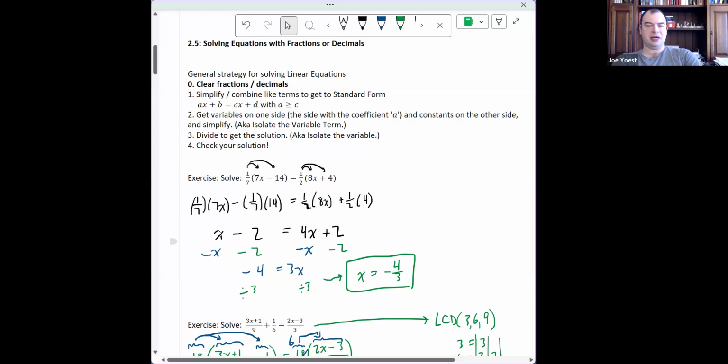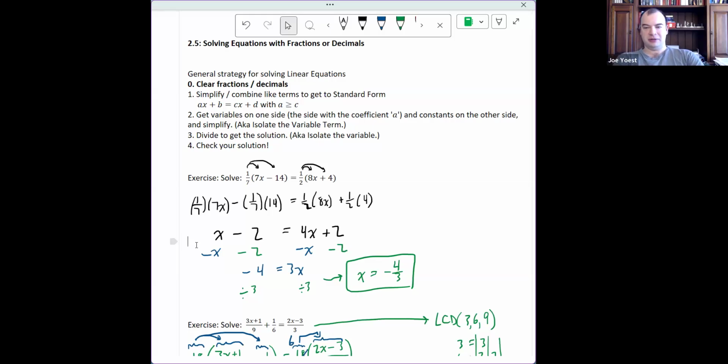1/7 times 7x is just x, minus 1/7 times 14 is 2. So I get x minus 2 on the left. That's pretty darn simple. And on the right, I end up with 4x plus 2. Again, that's really as simple as I can get. So my fractions kind of cleared themselves for me. I didn't have to multiply by 14 and get bigger numbers and then cut those bigger numbers back down at the end of the problem.